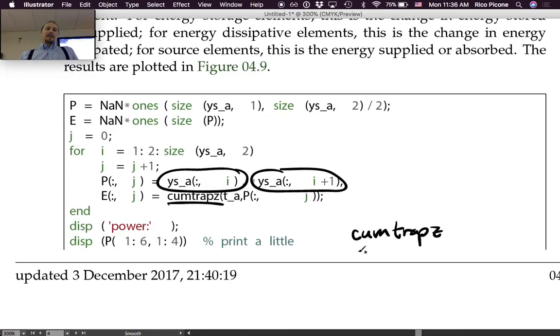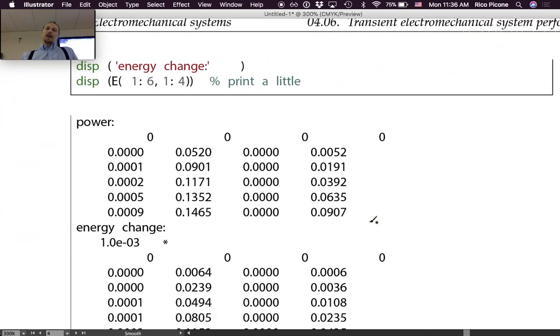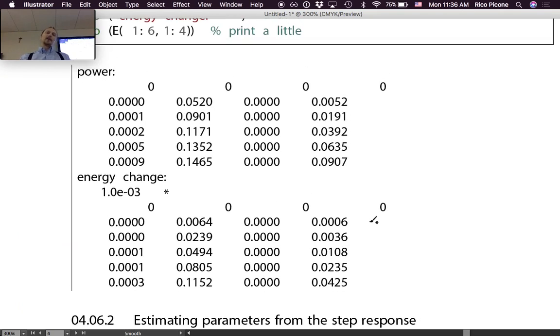All right, so that was that. I also printed out some values from those arrays just to give you a feel of what the MATLAB arrays looked like before I plotted them. But clearly, the graphs are the ones that we can actually get a feel for. Can't really get a feel for it looking at the arrays.